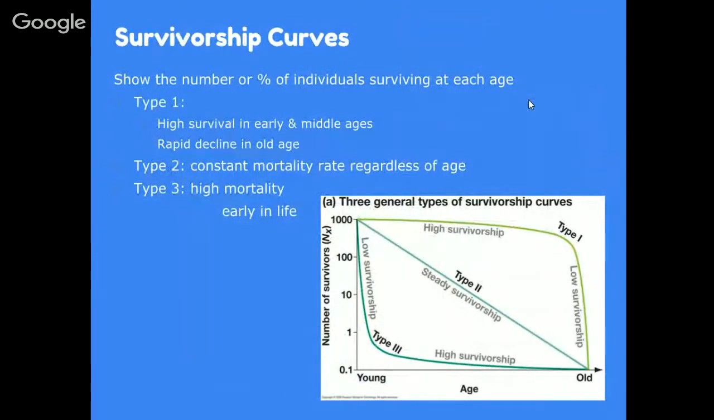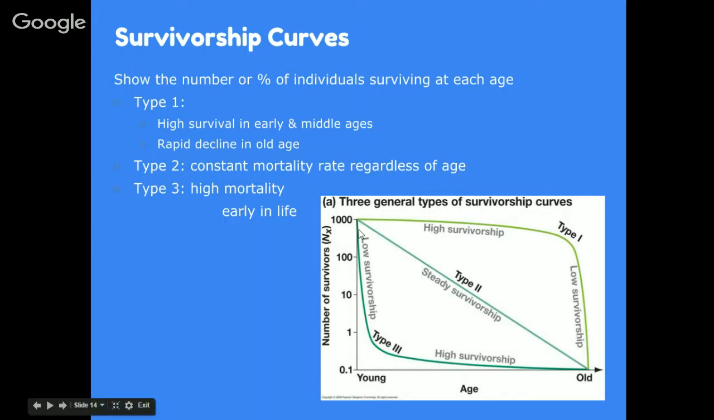So let's talk about survivorship curves. Now we're looking at graphs. We've got to practice our graph reading skills. There are 3 general types of survivorship curves that we will look at. Type 1 is going to be high survivorship in early and middle ages. So species tend to survive pretty well when they're young and middle age, and then low survivorship in old age. So we'll see this decline here once the species becomes old.